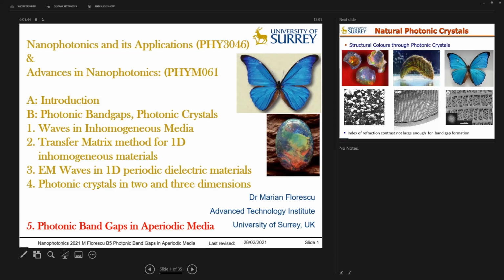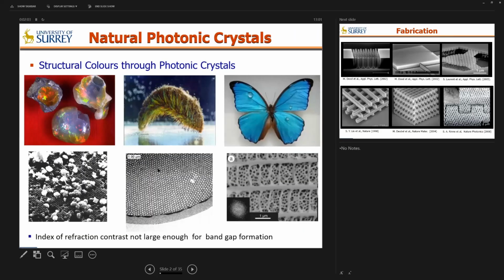However, we've been successful in predicting band gaps in 2 and 3 dimensions, and we've shown how we can characterize them. So today, I'm going to further extend the concepts related to photonic band gaps in the absence of periodicity, dealing with materials which are non-periodic. Before doing that, I would like to present to you a few very beautiful examples of photonic band gaps which are present in natural materials, right? And they give rise to these beautiful structural colors.